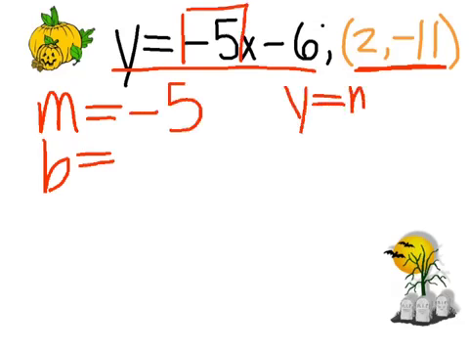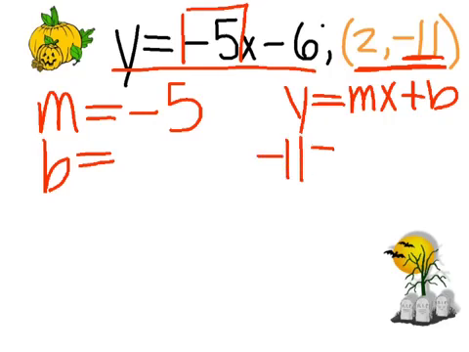Okay, we need to plug in what we know to find our y-intercept. What are we plugging in for y? Negative 11. What are we plugging in for our slope? And what are we plugging in for x? 2.